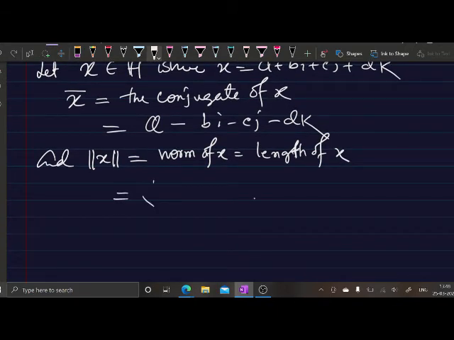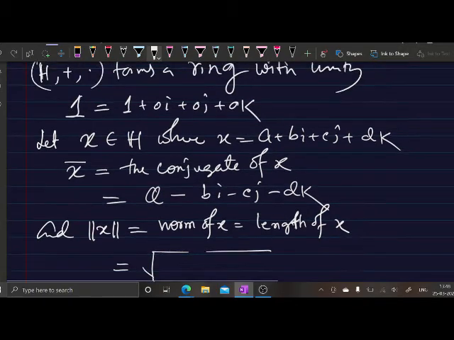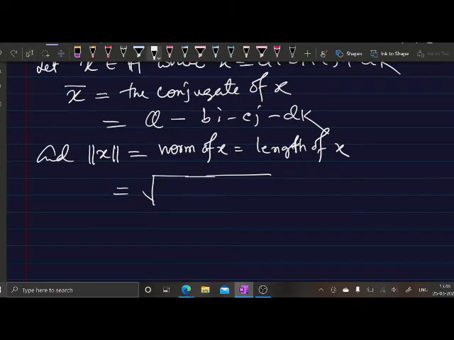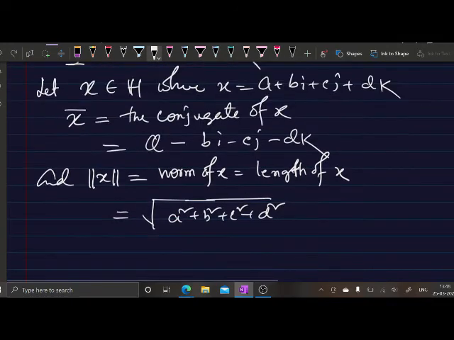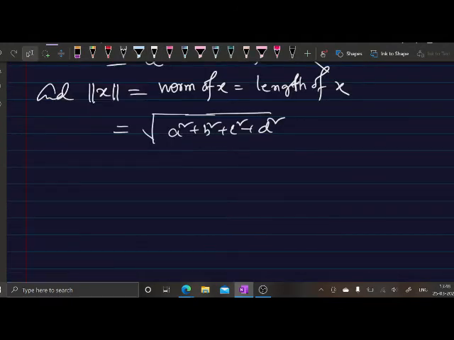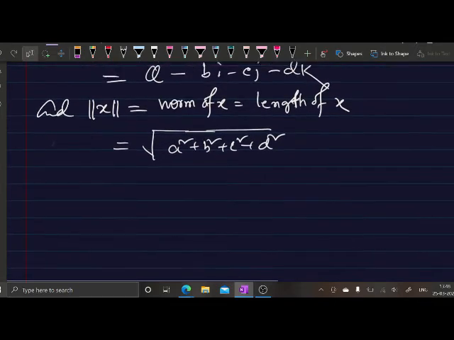It will be defined in terms of the components of x: a, b, c, d. So you can define this as the square root of a square plus b square plus c square plus d square. As you have defined the modulus of complex numbers, that is the root of the real part square plus the complex part square.